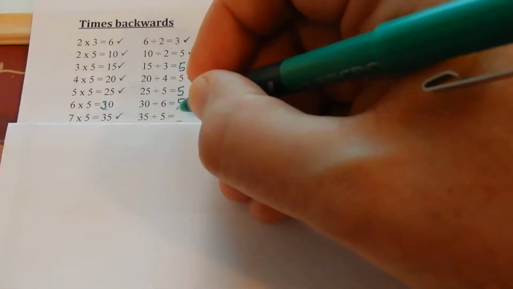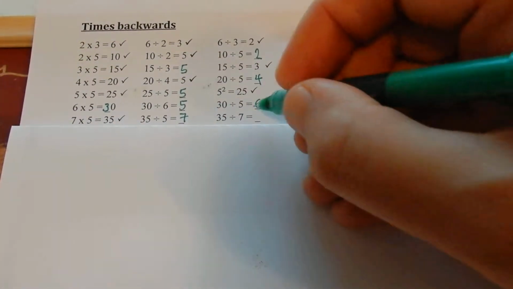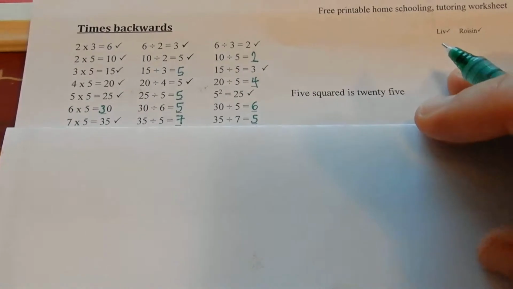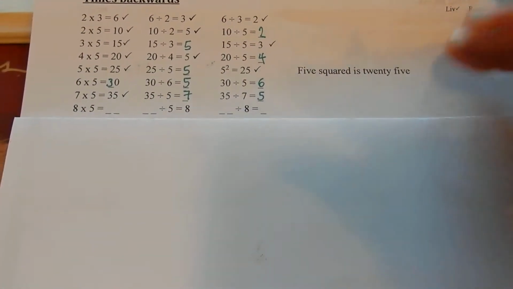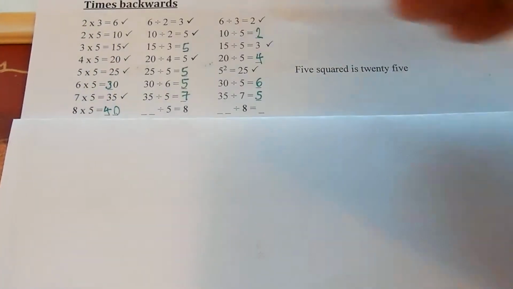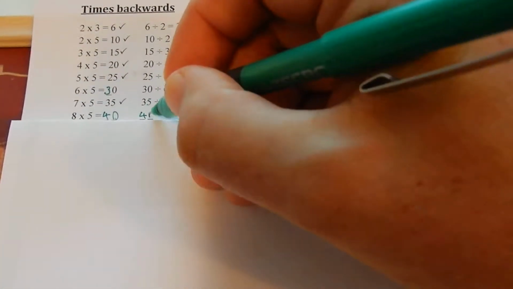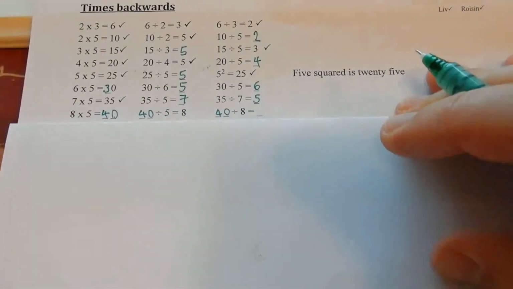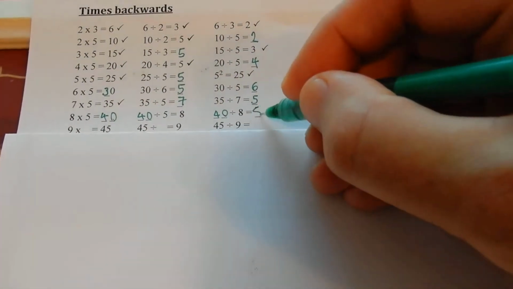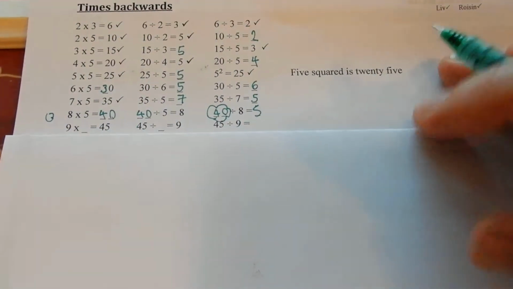7 times 5 is 35. 35 divided by 5 is 7. 35 divided by 7 is 5. The 35, 7, 5 triad. 8 times 5 is 40. 40 divided by 5 is 8. And 40 divided by 8 is 5. I think I should change my page in my book there.